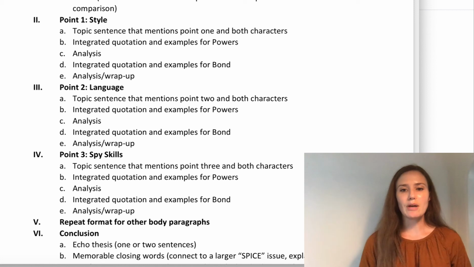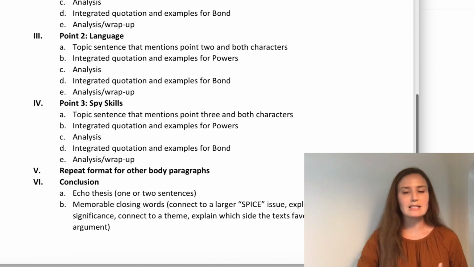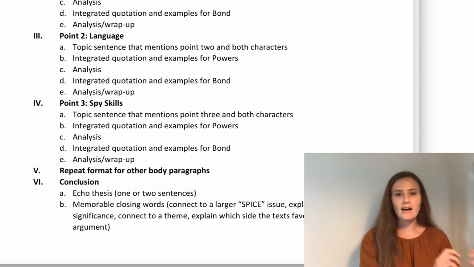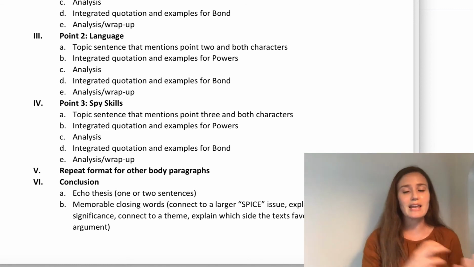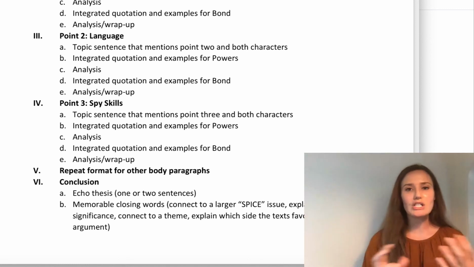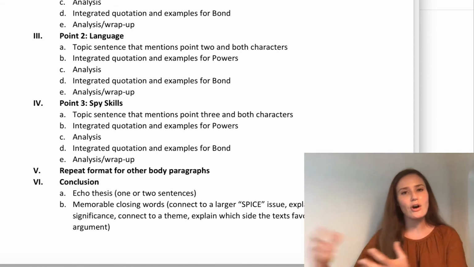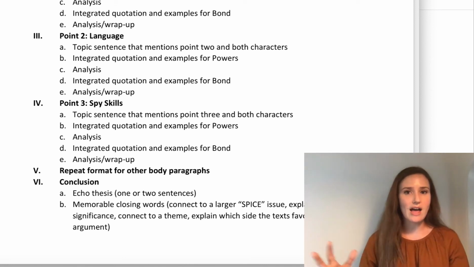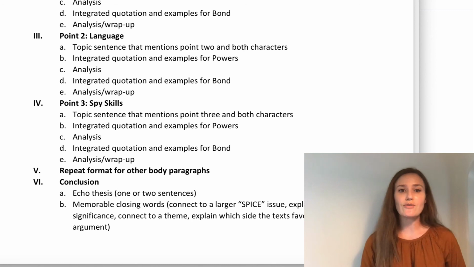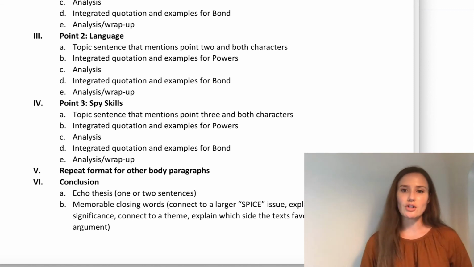Connect your topic to a social, political, intellectual, cultural, or economic issue or spice. Explain the significance of comparing and contrasting them. Connect it to a theme. Explain which side the text favors. Extend your argument. Make it bigger in some way. Those are things that we've already talked about. So if you're fuzzy on hook strategies and concluding word strategies, you can go back to earlier in the module to get more strategies for beginning and ending your essay really effectively.